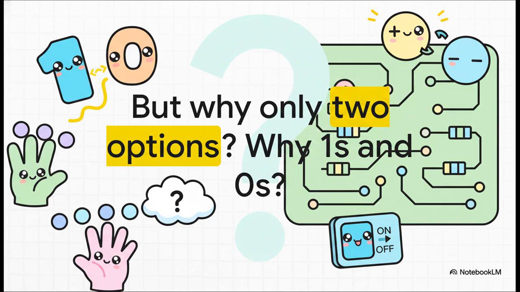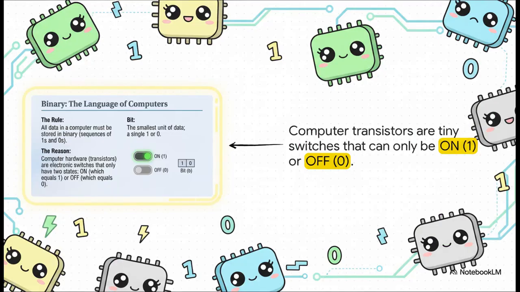It's actually about physics. See, deep inside your computer's brain, there are literally billions of microscopic switches called transistors. And a switch, well, it can only be in one of two states, right? It's either on, which we represent with a 1, or it's off, which we represent with a 0. That simple physical reality is why binary is the native tongue of every single computer.